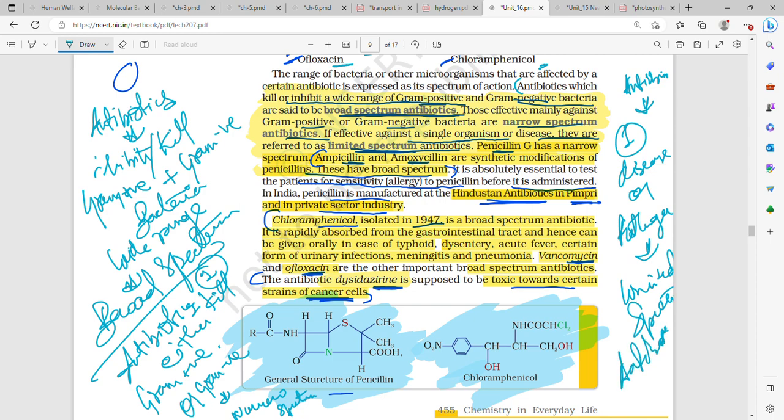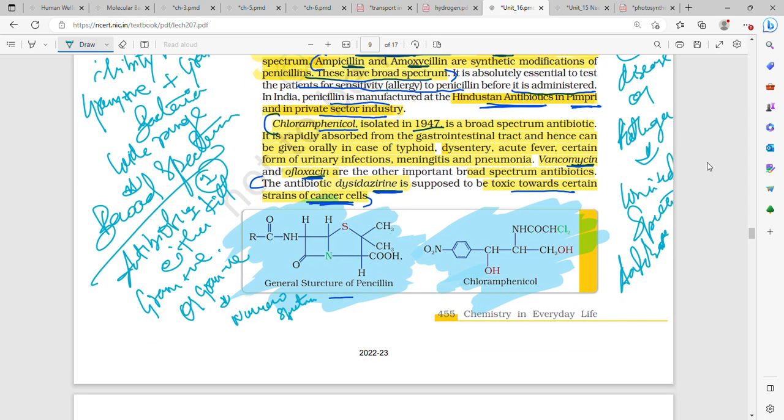So penicillin is a narrow spectrum antibiotic, whereas ampicillin and amoxicillin, which are synthetic derivatives of penicillin, are broad-spectrum antibiotics. It is absolutely essential to test the patient for sensitivity or allergy to penicillin before its administration. The penicillin manufactured in India is manufactured at Hindustan Antibiotics in Pimpri and in private sector industry.